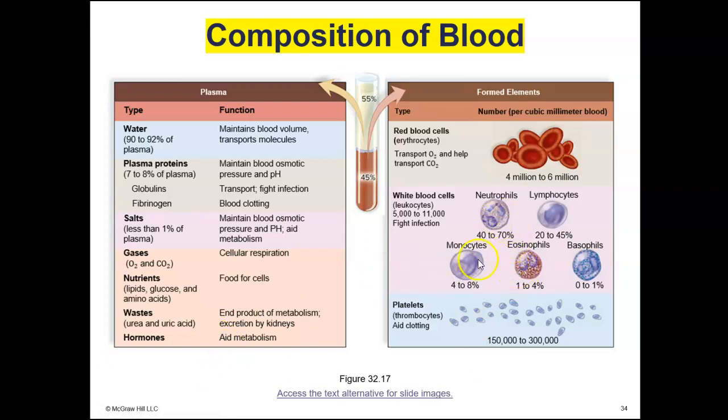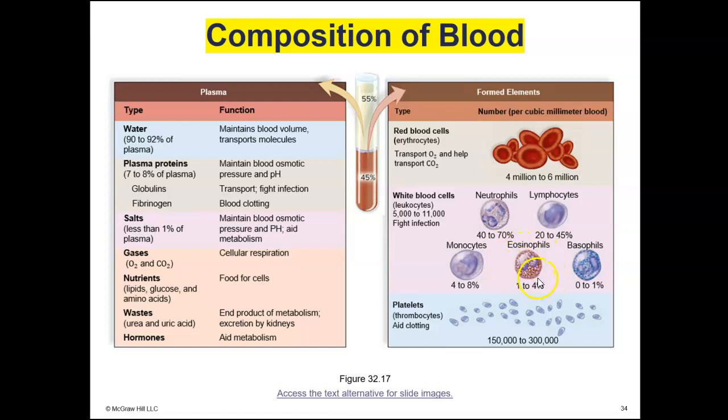So the monocytes are actually the largest white blood cells, and they'll form into macrophages, which means big eater. They will engulf and destroy by phagocytosis any pathogens or bacteria or just anything harmful. And neutrophils are the first responders to an infection. They move through the bloodstream very fast to the site of infection and start to engulf and destroy the bacteria or pathogen that's causing the infection.